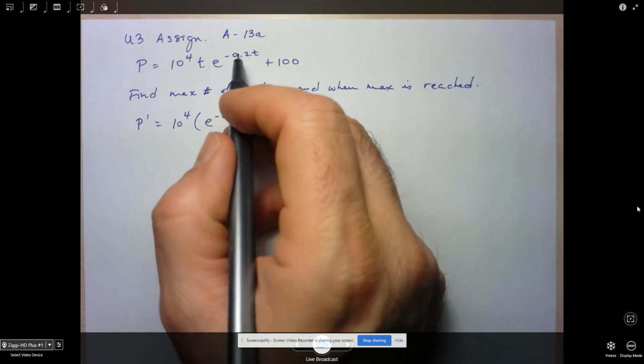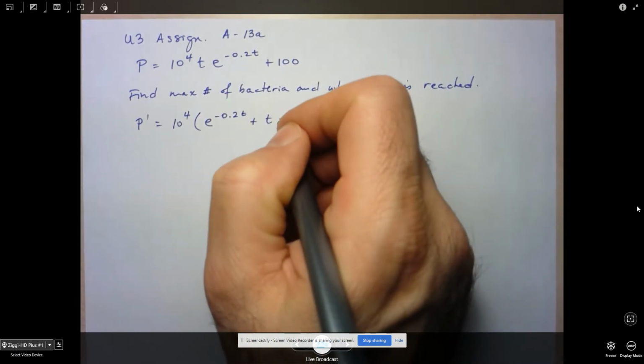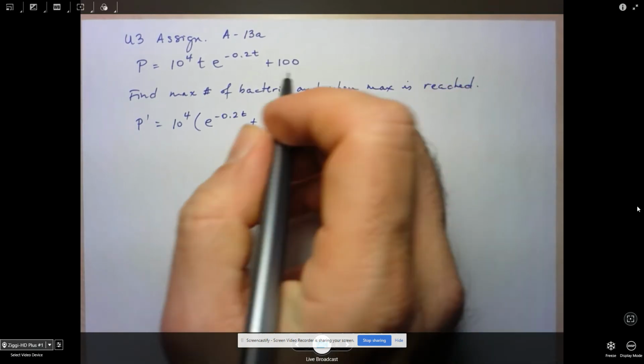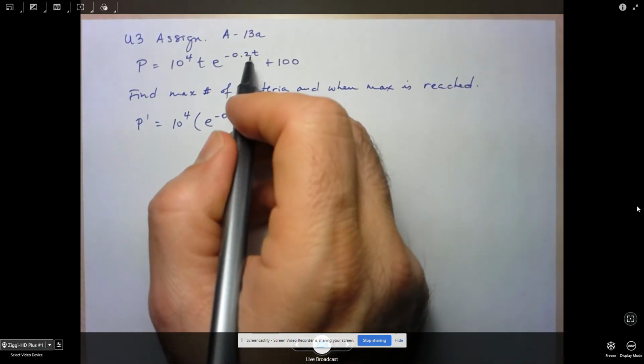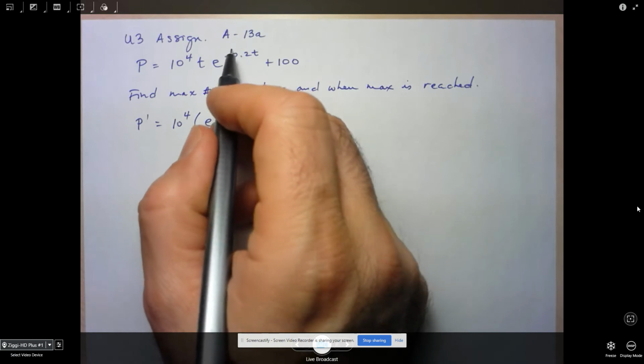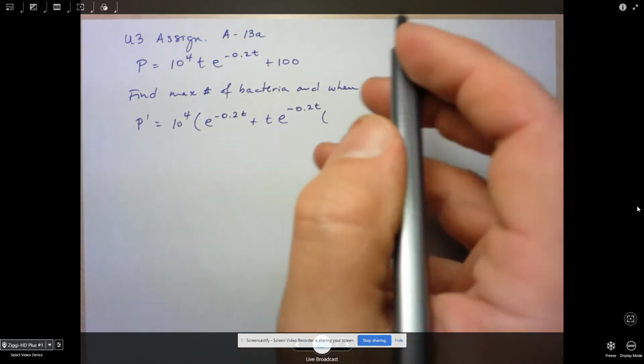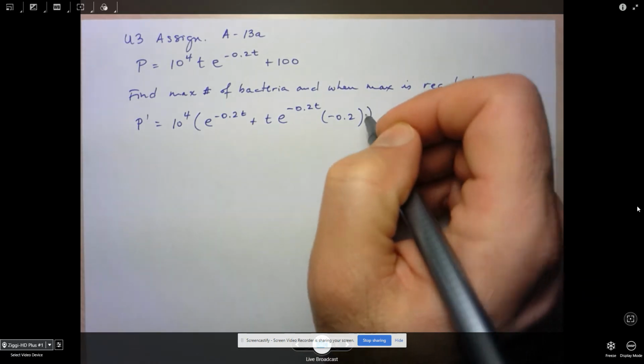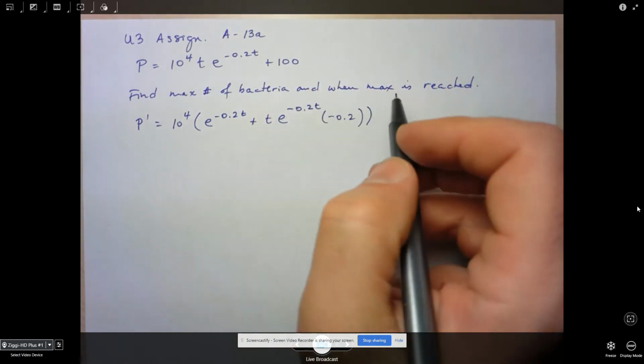So this is like e to the u. Derivative of e to the u is just e to the u, so e to the negative 0.2t times the derivative of u. So derivative of negative 0.2t is just negative 0.2, because the derivative of t is 1. So negative 0.2. And plus the derivative of 100 is just 0.